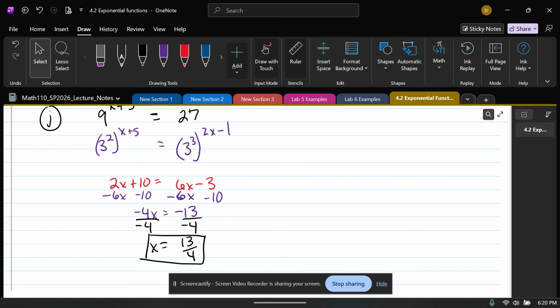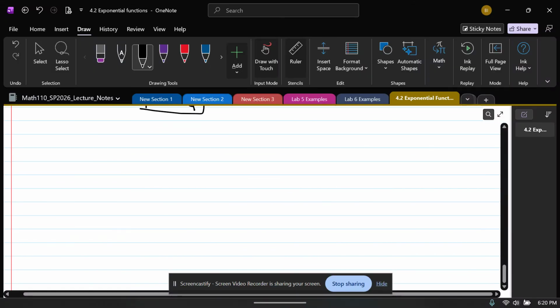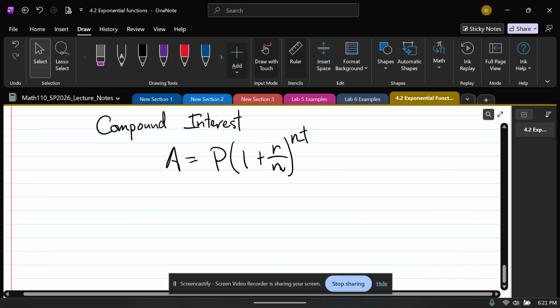Okay, so we talked about a savings account or any kind of interest-bearing account. So let's do a little bit of compound interest here. Compound interest. You have a formula. A equals P times 1 plus R over N to the NT. Okay, so let's find out what all of those letters mean.